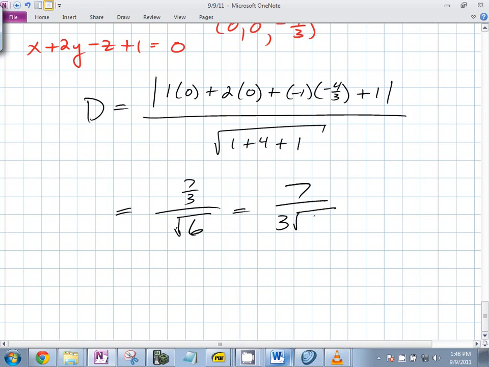Is that the same? 7 root 6 over 18. I find that really cool. I find that very cool. Again, you might not find it as cool as I do, but I find that very cool.